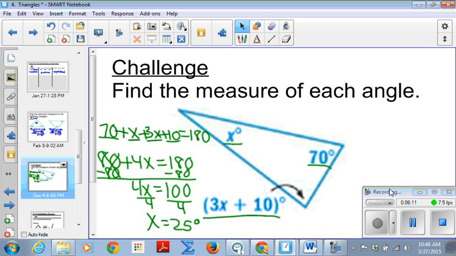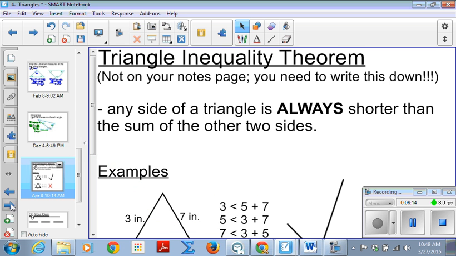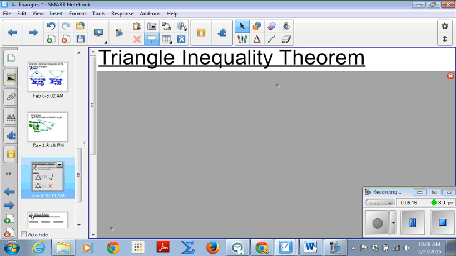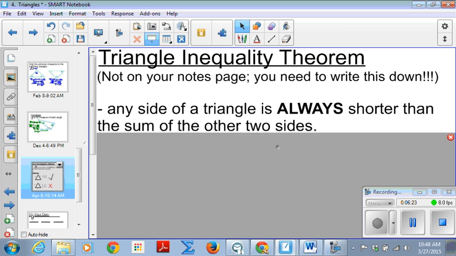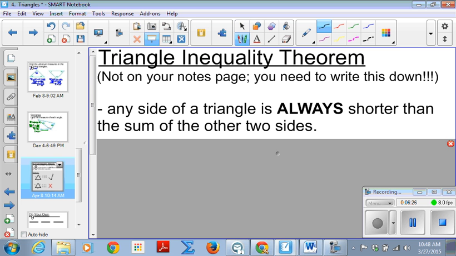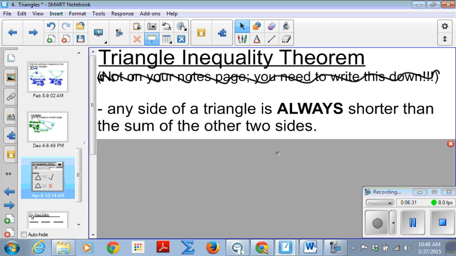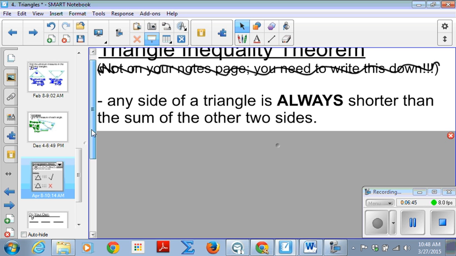Okay, moving forward, we got one last thing to do. There's something in math called the triangle inequality theorem. Here's what it means. And we're going to have to know this, okay? This actually is on the notes page. So you should see a spot for this. It says that any side of a triangle is always shorter than the sum of the other two sides. So let's say it again. Any side of a triangle is always shorter than the sum of the other two sides.